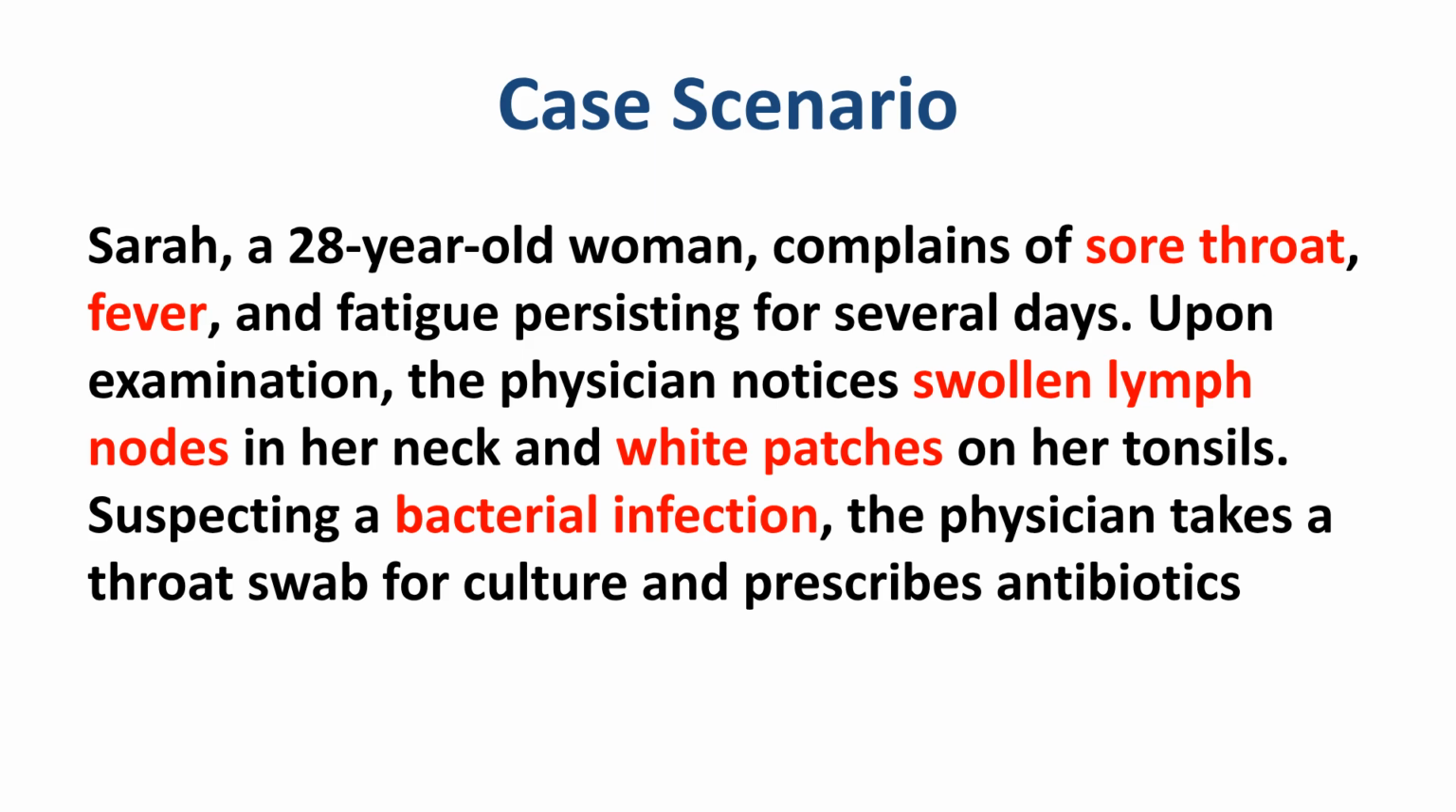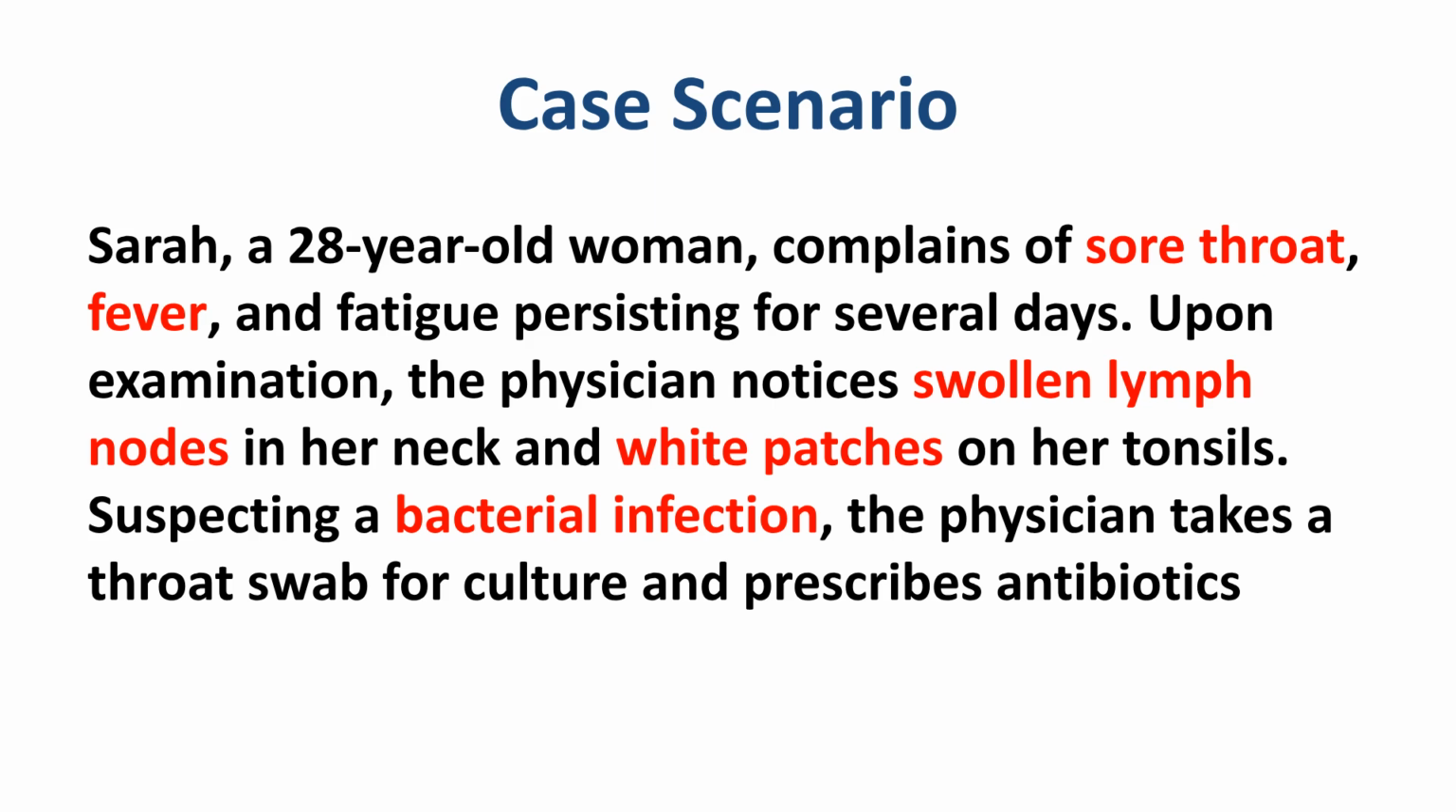Let's begin with a clinical case that illustrates the immune system in action. Sarah, a 28-year-old woman, presents with sore throat, fever, and fatigue that have persisted for several days. These are common symptoms suggesting infection. On examination, her physician notices swollen lymph nodes in her neck and white patches on her tonsils.